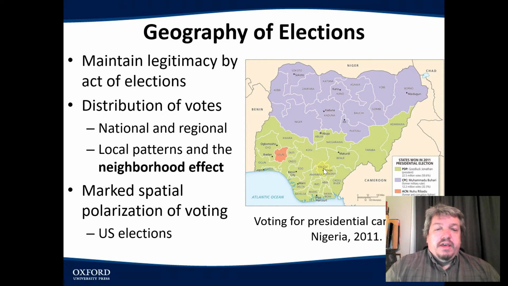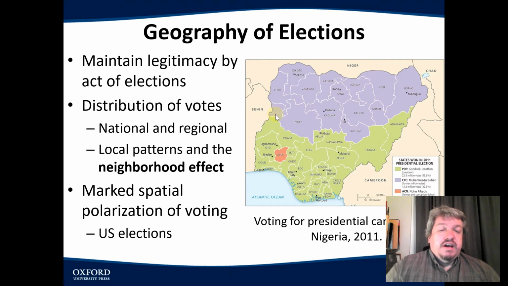Now, if you looked at this as a map, you'd see the country is evenly split, right? And in area, it is. But when it comes to people, the southern half is much more densely populated. So if you looked at just the pure numbers, you'd see a landslide, 60% to 30%, and you wouldn't see this pattern. But this reflects deeper divisions within Nigeria.